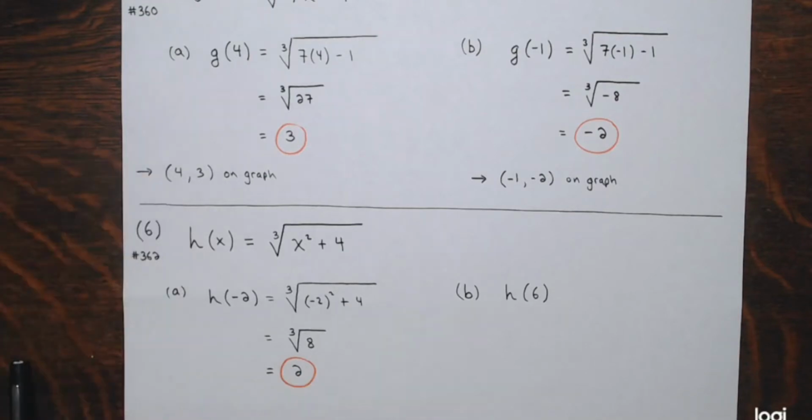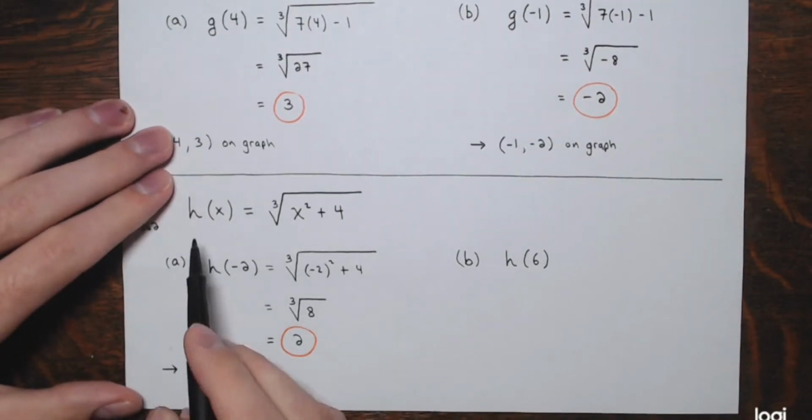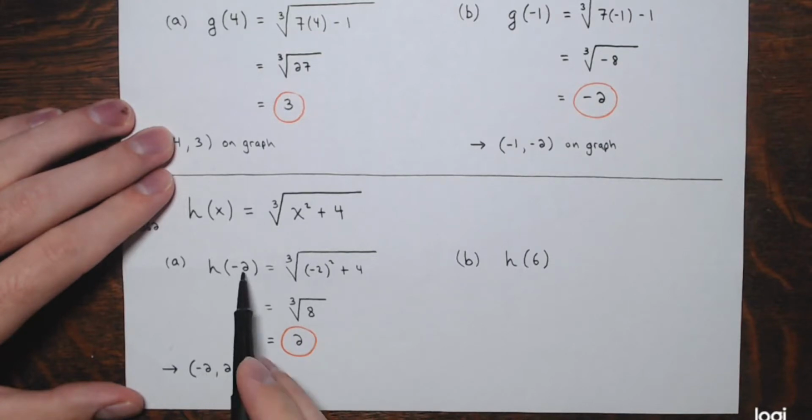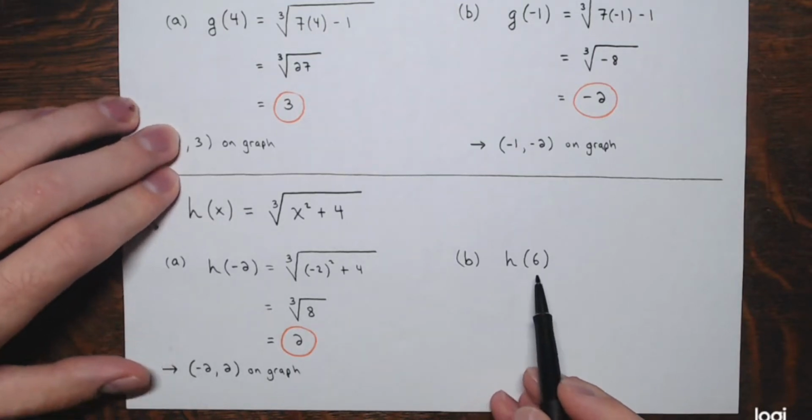And once again, like I've done with all the other questions, this tells us something about the graph of this function h, that the ordered pair -2, 2 would be on the graph. Input -2, output 2 is on the graph of this function h. Okay. Part B, we have h of 6.